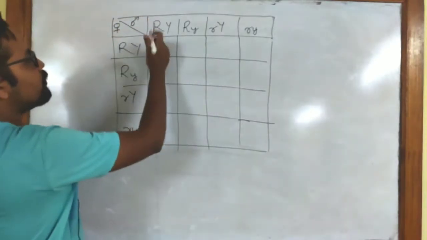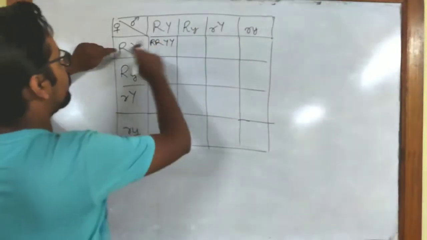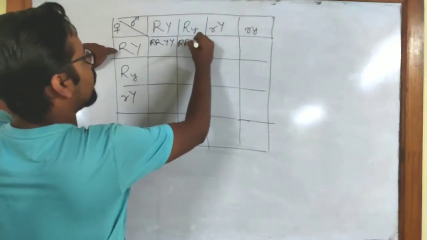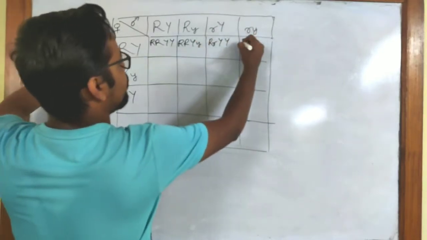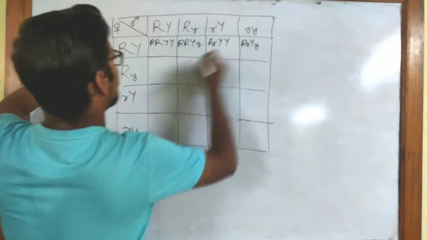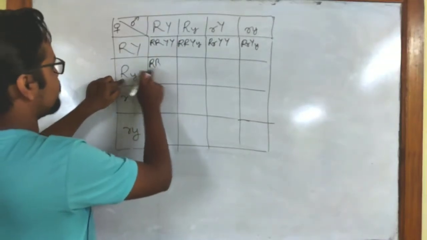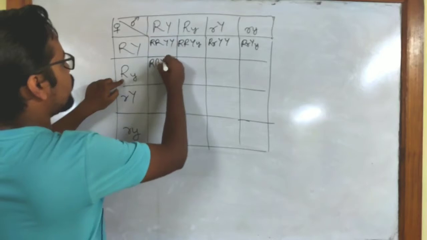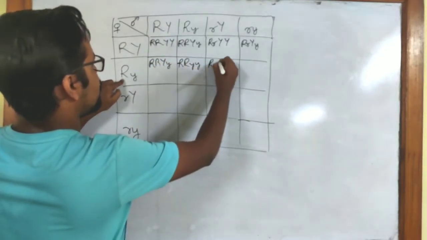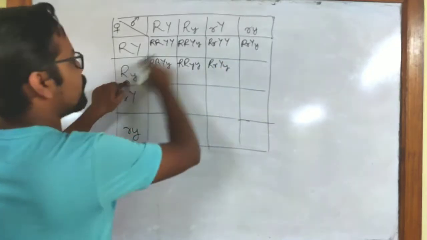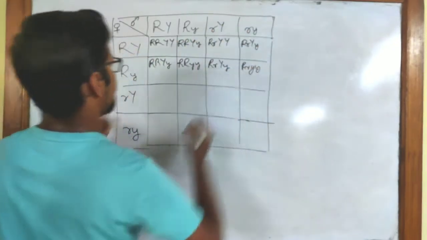This and this combined together to form capital R, capital R, capital Y, capital Y. Easy? Let's continue. Capital R, capital R, capital Y, small y, capital R, small r, capital Y, capital Y, capital R, small r, capital Y, small y. Again, capital R, this and this will give us the second box here. Capital R, capital R, capital Y, small y, capital R, capital R, small y, small y, capital R, small r, capital Y, small y, capital R, small r, small y, small y.